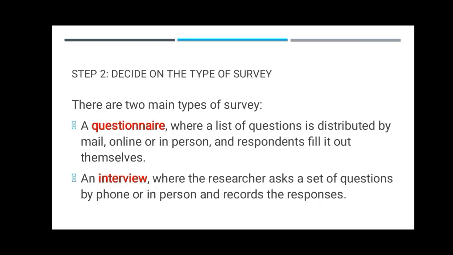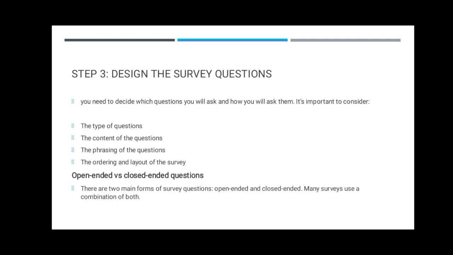So decide on the type of survey. There are two main types of survey. A questionnaire, where a list of questions is distributed by mail, online, or in person, and respondents fill it out themselves. And an interview, where the researcher asks a set of questions by phone or in person and records the responses. The third step is to design the survey questions.